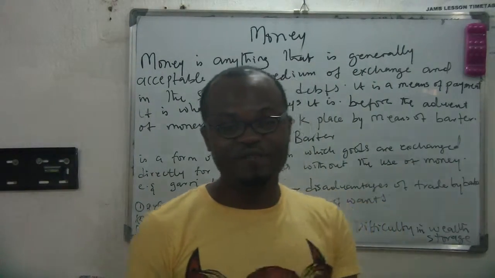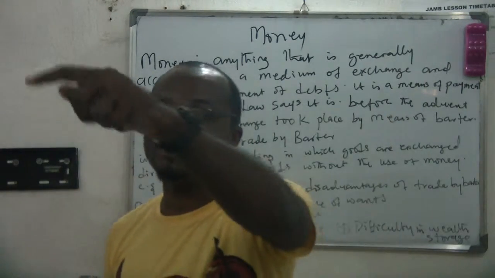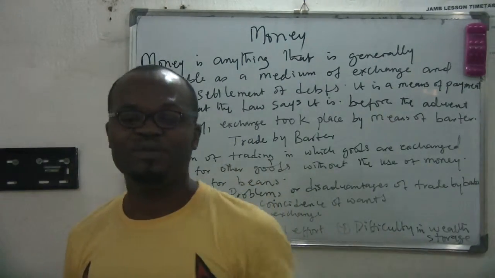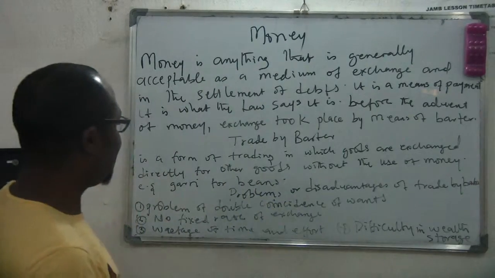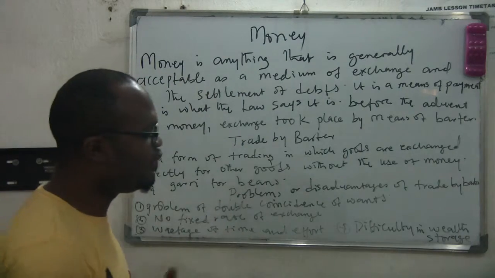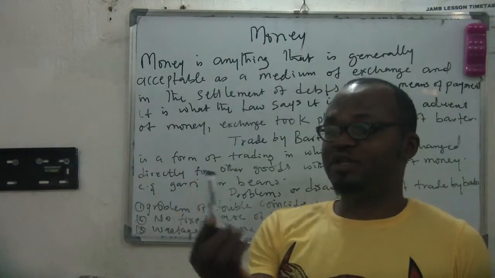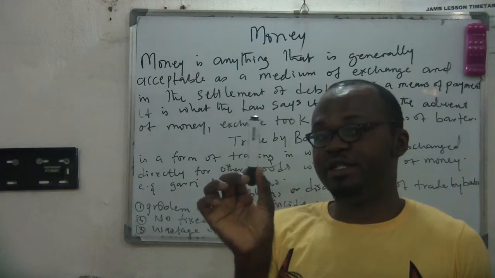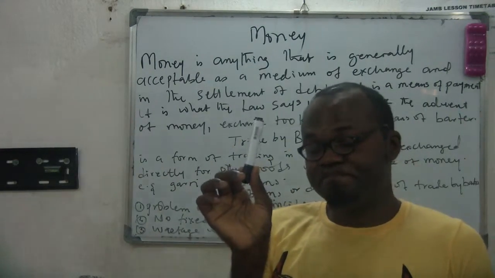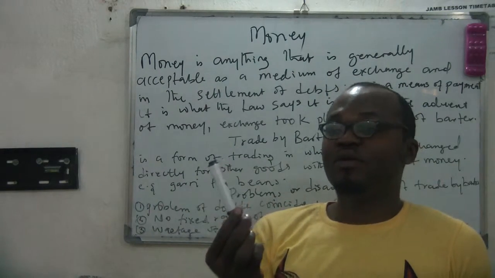So anytime you need fish and you have yam, you have to go and look for somebody that has fish to give you. Another problem is that there is no fixed rate. Like now, you know that 100 naira can buy a marker like this, that's the price of the marker. Whenever you have 100 naira, you can simply go and buy a whiteboard marker.